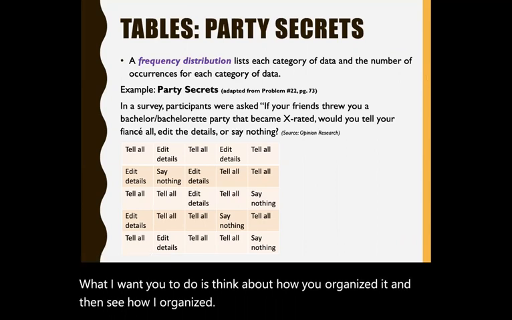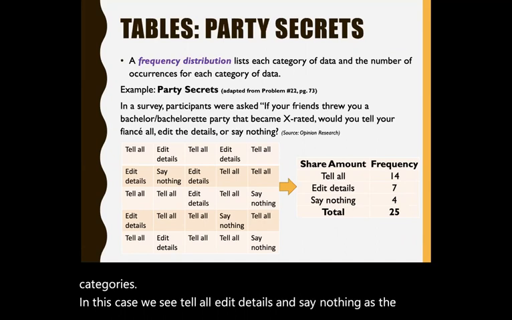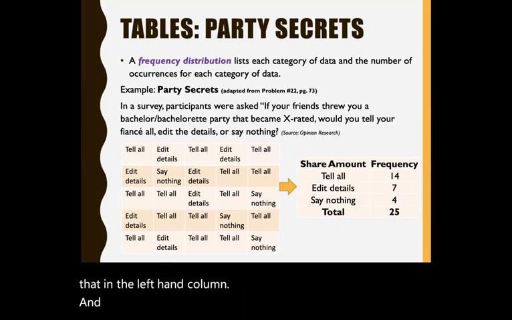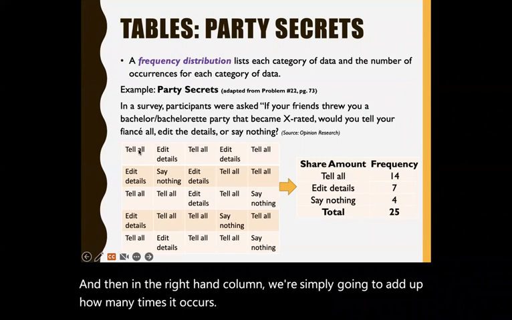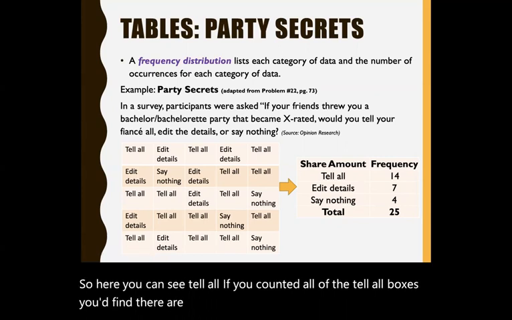What I want you to do is think about how you organized it and then see how I organized it. So in statistics, what we can do is we look at all of the different categories. In this case, we see tell all, edit details, and say nothing as the three different categories that appear in the data. So we're going to put that in the left-hand column. And then in the right-hand column, we're simply going to add up how many times it occurs. So here you could see tell all. If you counted all of the tell all boxes, you'd find there are 14. Edit details, there are 7, and say nothing, there are 4.